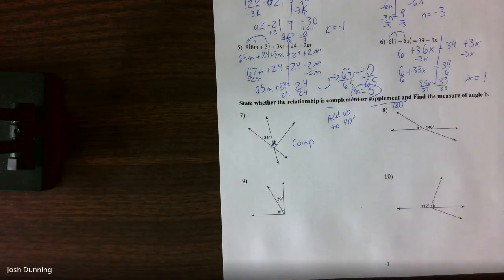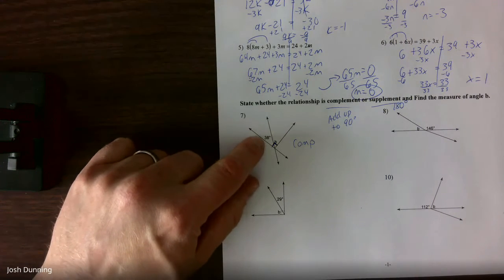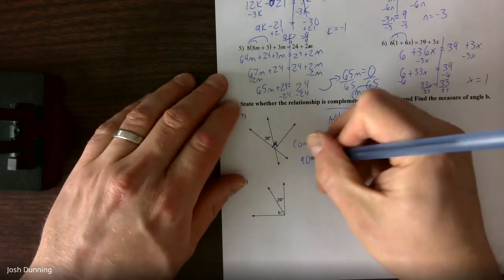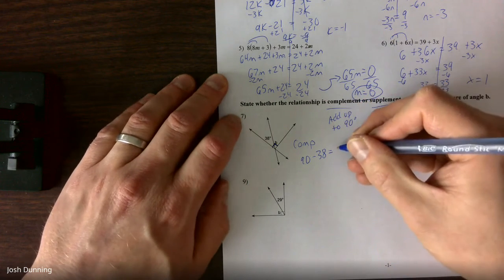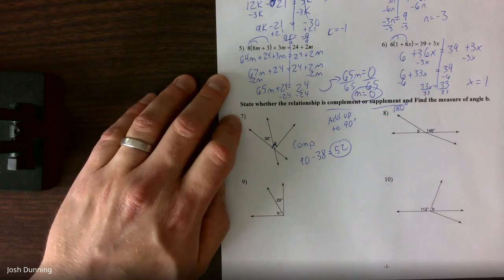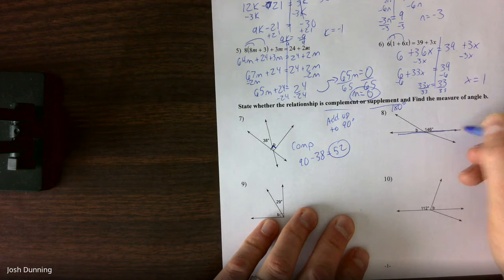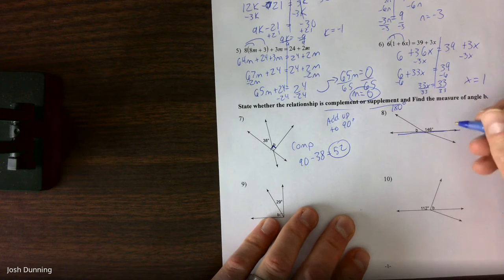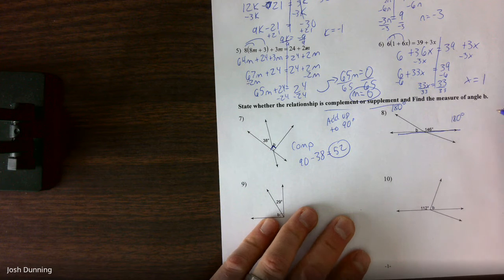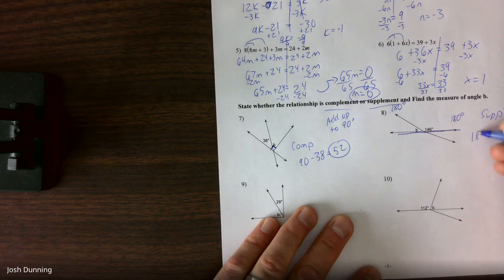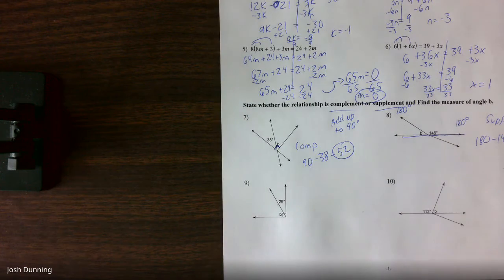If there's no complicated algebra or anything, like you'll see in a minute here, if all you have is just a number, all you got to do is 90 minus 38 equals 52. B is 52. On 8, this forms a straight line. A straight line is 180 degrees, like I said in the notes there. So this is supplement. And since this is just a number, 180 minus 46 equals 34.